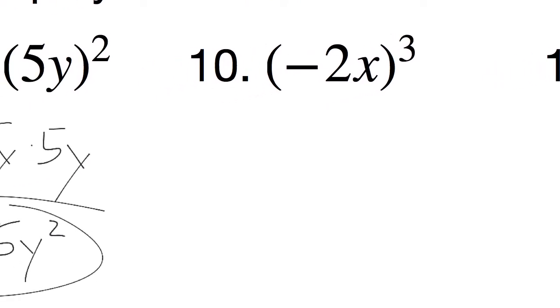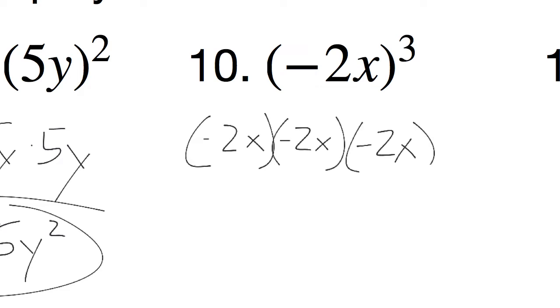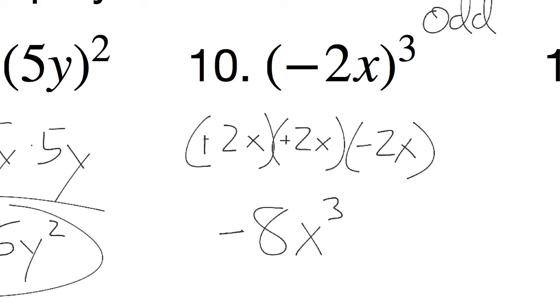Number 10, negative 2x times itself 3 times. That would be negative 2x times negative 2x times negative 2x. 2 times 2 times 2 is 8. X to the 3rd power. And 2 of these are going to cancel out, but you still have 1 left. So because 3 is an odd number, that makes this negative. If it were an even exponent, all of the negative signs would have pairs and they would all cancel out, and that would be positive.